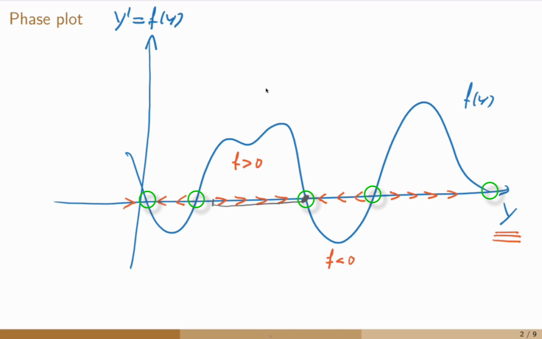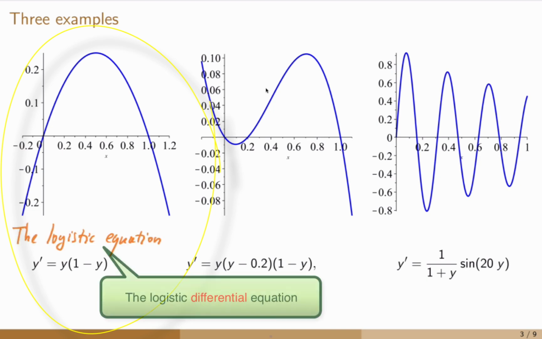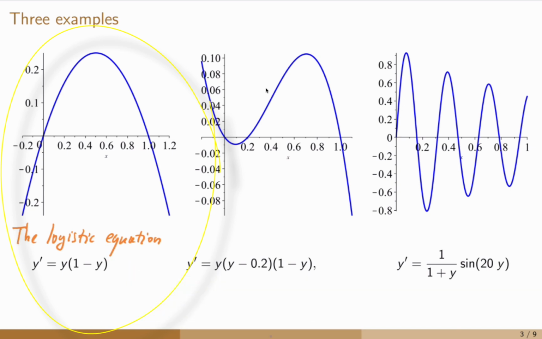So let's do three real examples right here. The first one is the logistic equation, a very famous equation in differential equations. It is y prime equals y times 1 minus y. And now here the function is plotted. We see the function is positive, so the solution would be increasing here, decreasing here, decreasing here.